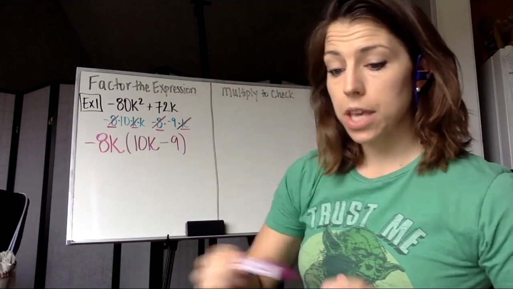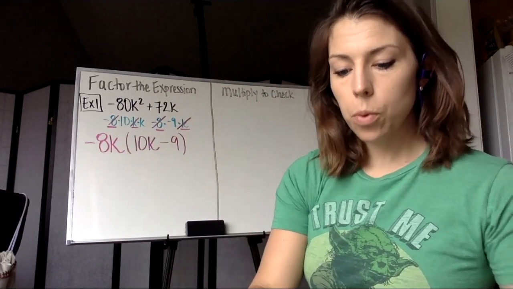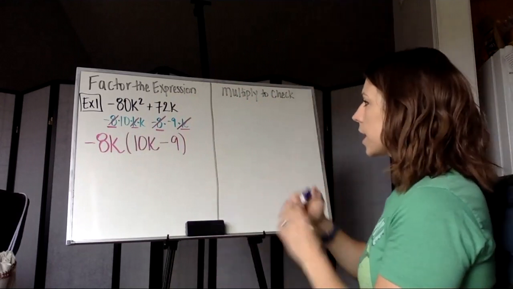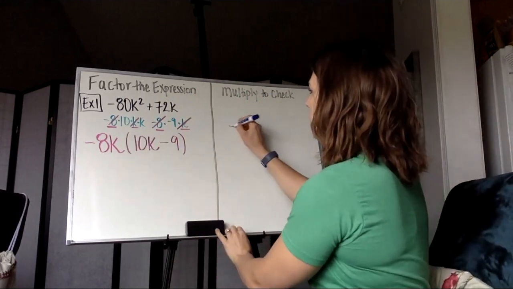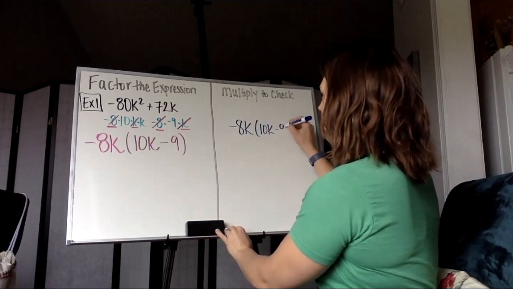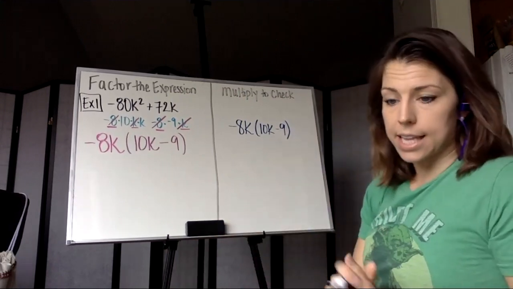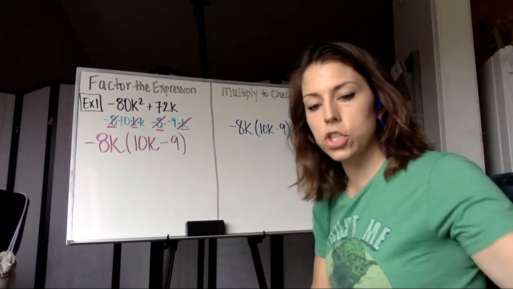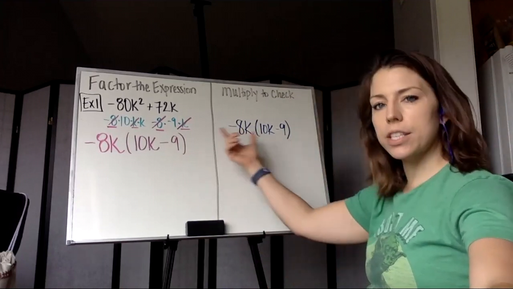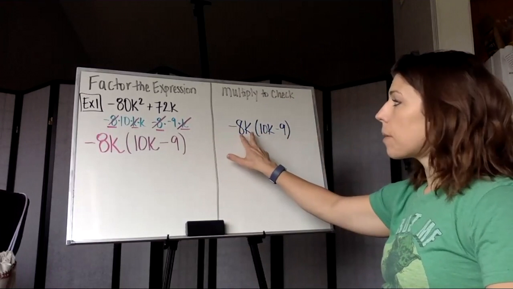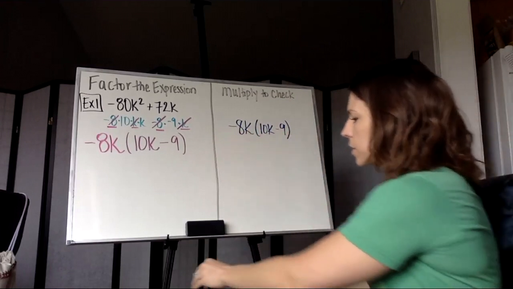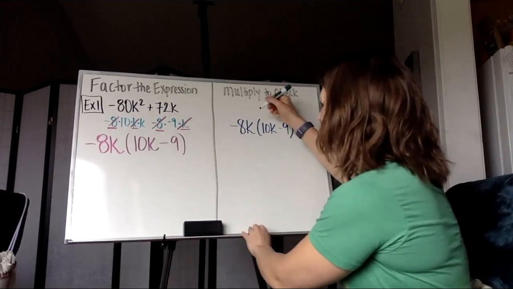Now, there is no answer key. So in order to check your work this time around, you have to actually multiply. So over here, I'm going to take my answer, negative 8K times 10K minus 9. And in this case, the way that we multiply to check is we check using just regular old distributive property, because this isn't a product of two binomials. It's a product of a monomial or a single term by a binomial.